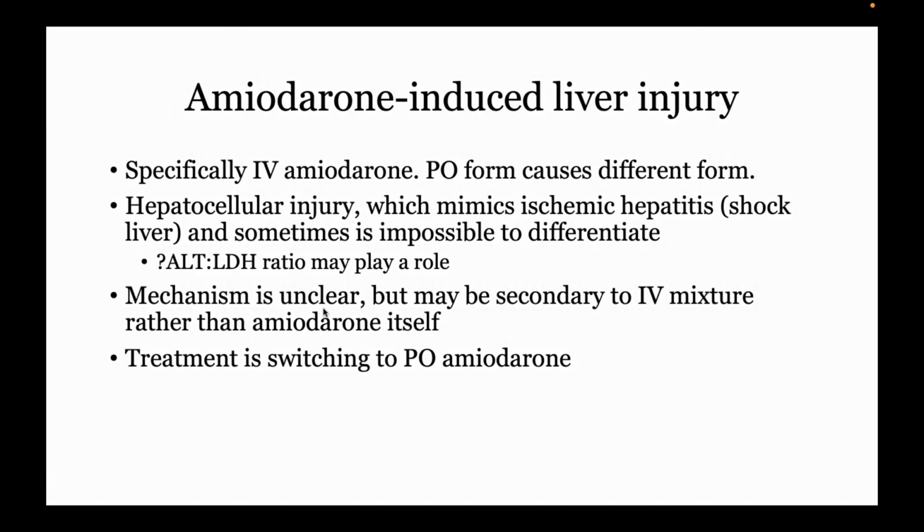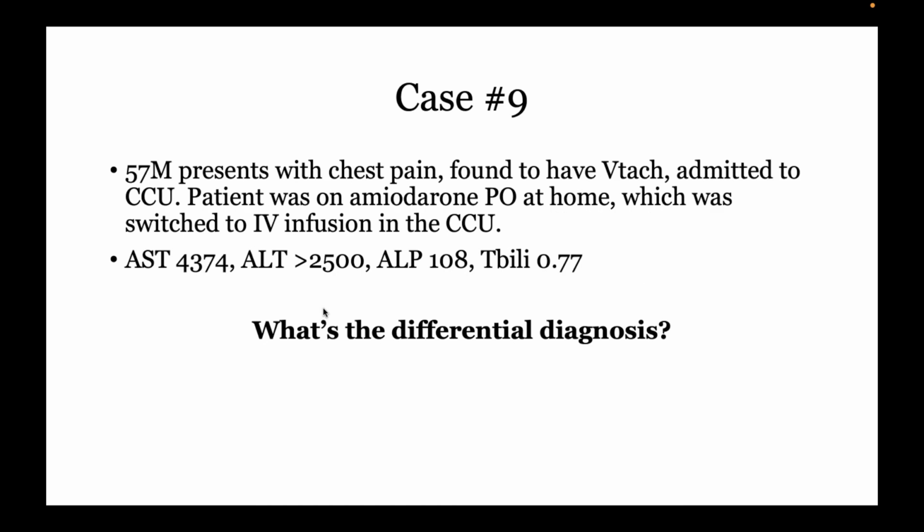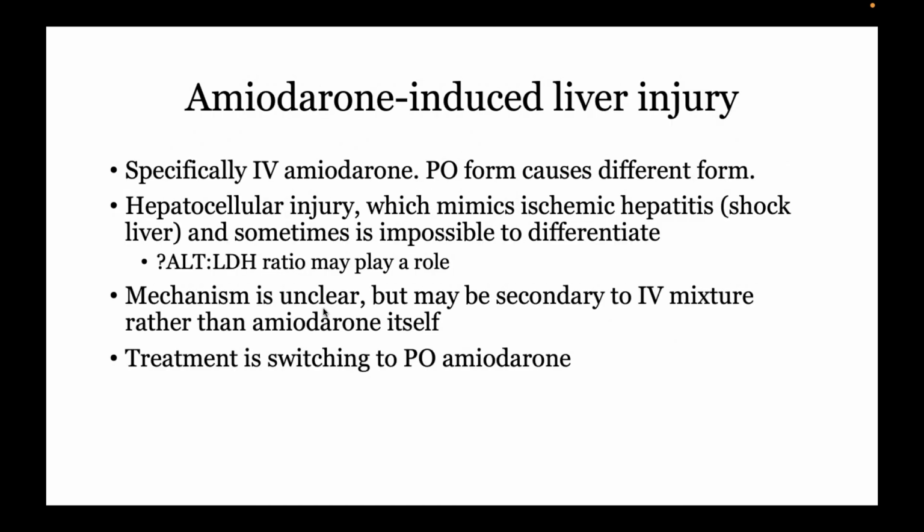The amio-induced toxicity is very interesting. There are 2 forms of amio-induced liver injury that we should know. Number 1, IV amio has a different kind of toxicity. This is IV amio toxicity, and it presents with a pattern similar to ischemic hepatitis. It's very high elevated liver enzymes, a very hepatocellular injury. Sometimes it's really impossible to differentiate whether this is shock or amio, so it's really safest to stop the amio.